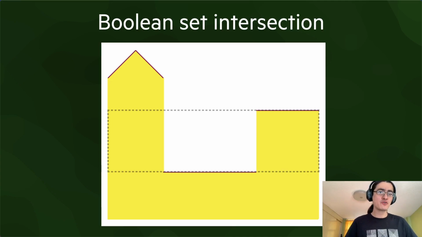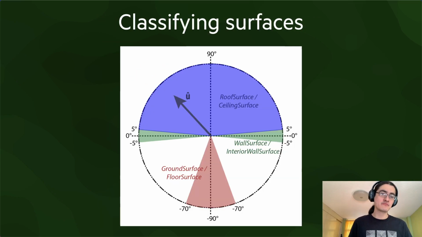And once you know where each story should begin and end, like vertically, you can do Boolean set intersection, the sort of thing that we saw in the CSG lesson, to get the rough geometry of each story, minus also the thickness of the walls.